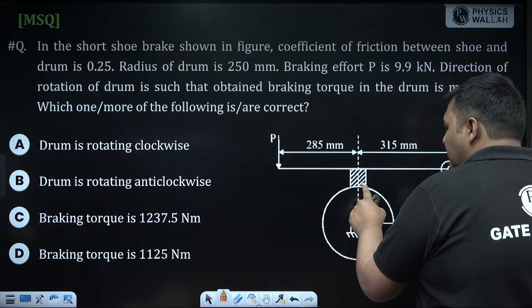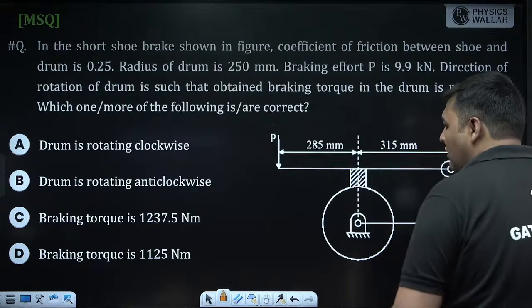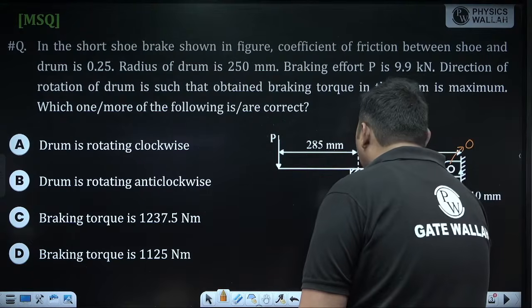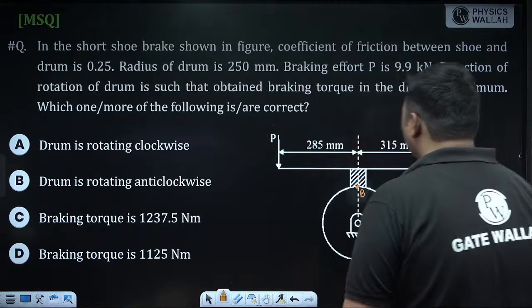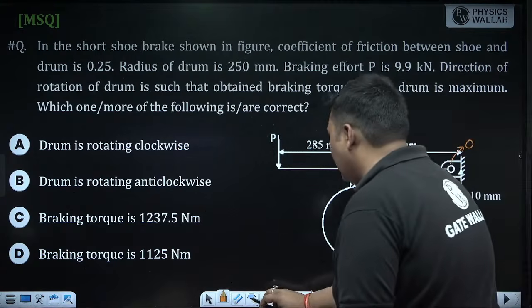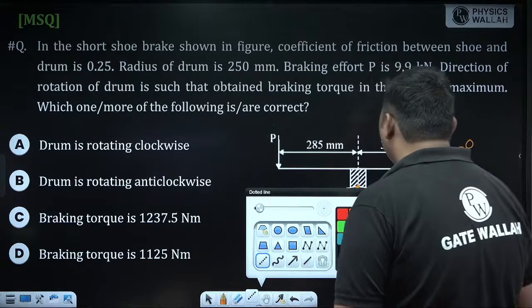You can see this portion of the drum and shoe are making contact. During analysis, we'll replace this by a single contact point, which is the midpoint of this contact region. I am denoting this point as B. Now we'll draw the separate FBD of drum and lever.